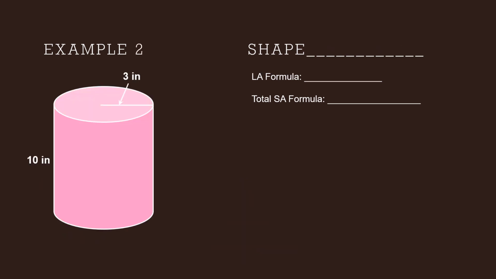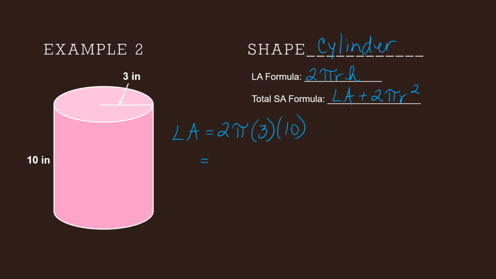Here's our next shape. We got a cylinder. So our lateral area formula is 2 pi RH. And then surface area is lateral plus 2 pi r squared. So finding the lateral first, my radius is 3, the height is 10, so this gives me 60 pi, which is approximately 188.5. Remember, this is in terms of pi.